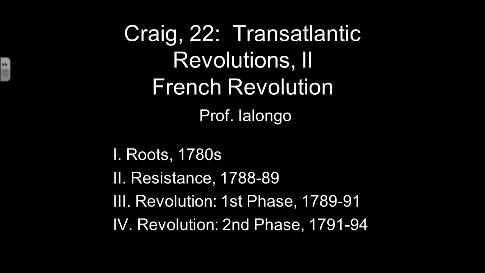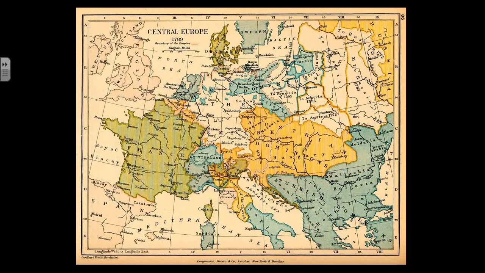So, this is Europe in 1789, the first year of the French Revolution. Here's France. I'll refer back to this map in time so you have an idea when I talk about wars, how bad it got. Here's France. Here's England across the English Channel, very narrow space.